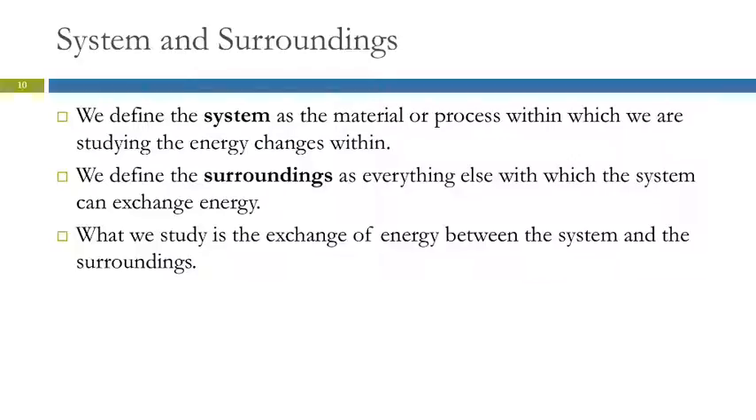So the system is whatever we're interested in. We can define anything as the system. You could define the Earth as the system. You could define one atom as a system, whatever you want. The surroundings are everything else. Technically, everything else in the universe, but most practically everything else with which the system can exchange energy. Okay. And then we look at the exchange of energy between the system and the surroundings.